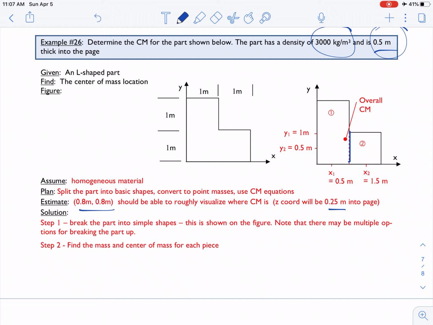Once you break it into simple shapes, you are going to note where the center of masses are, and now find the mass of that center of mass for each piece. So for part 1, the rectangle here, the center is right in the middle. I hope that this is clear because you just draw the diagonals and find that center point.